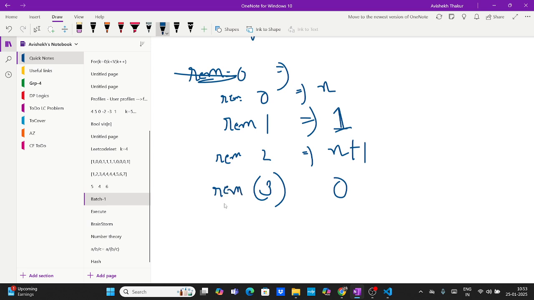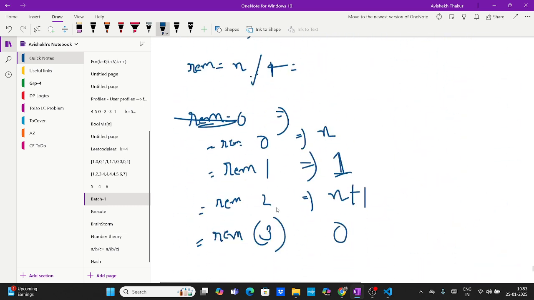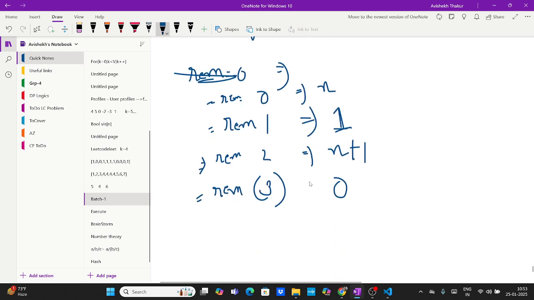Do you see this pattern? The pattern is you do a mod with 4, and based on the cases you get the number. Is the pattern clear for all of you? Yeah, it is clear. The pattern is changing after every 4 elements. That's why it is mod with 4.